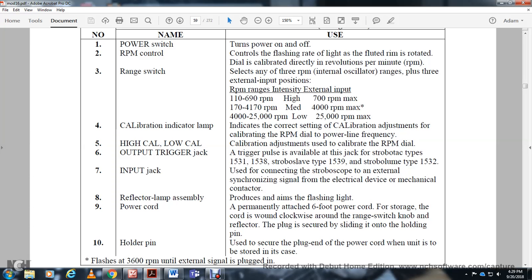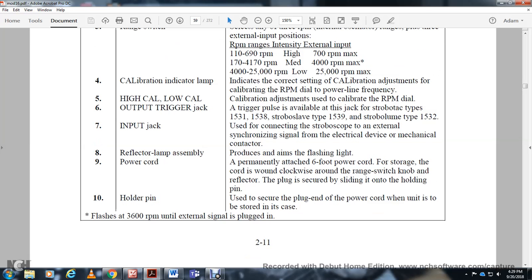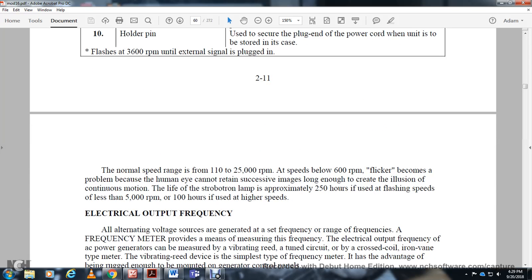The reflector lamp assembly produces the aim of the flashlight. The power cord is a permanent attachment, a 6-foot power cord. Turn the range switch knob fully clockwise. The reflector plug is securely slid onto the holder pin, and you screw on the blocked end of the power cord while units are being stored. The flash is at 3600 RPM, usually when the external signal is plugged in. The normal speed range is 110 to 25,000 RPM.